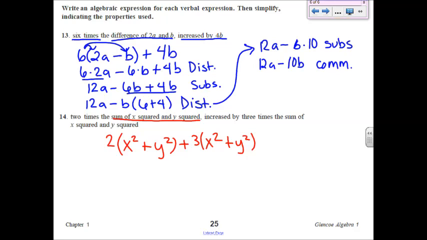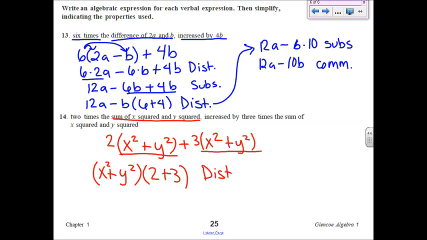So in this one, I actually have kind of a funky looking common term. This is the exact same for both of them. So I can actually pull it out front and say that I have x squared plus y squared, and then 2 plus 3. Well, 2 plus 3 is just 5. So this is the distributive property. 2 plus 3 is 5. That's going to be substitution.